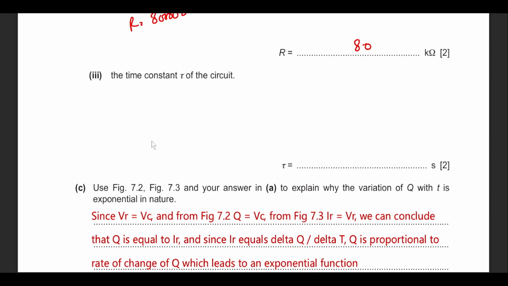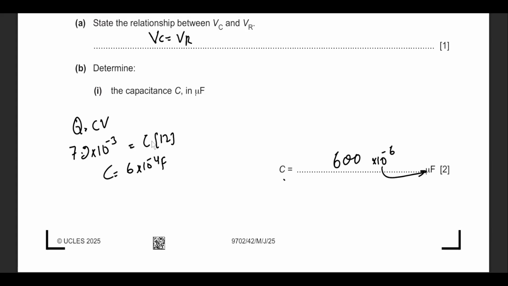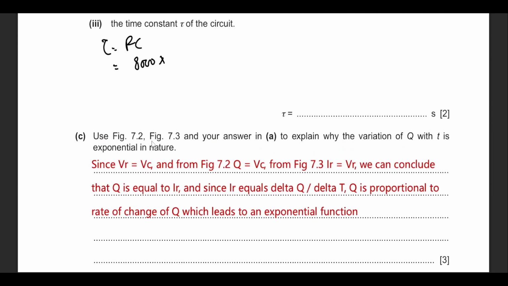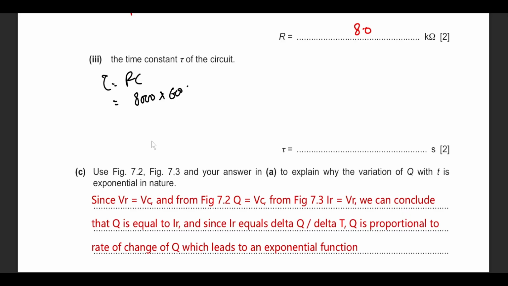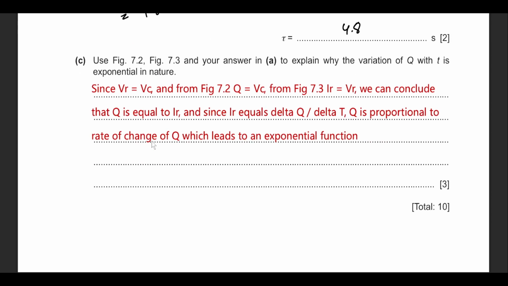The time constant of the circuit is tau equals RC. Resistance is 8,000 and capacitance is also very high, which is 600 micro. This is 600 into 10 raised to the minus 6. So please calculate and find the answer. This is going to come out as 4.8 seconds. This is 4.8.